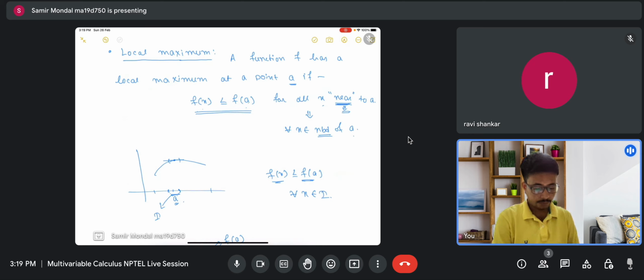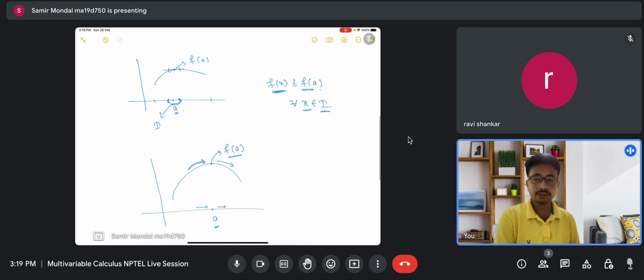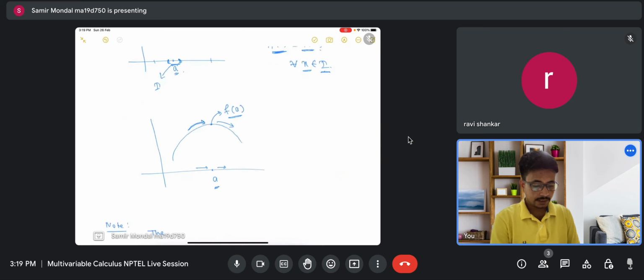From the graph you can observe this properly. This is your local maxima. For this value f of A at the point A, we can observe that f of x is less than or equal to f of A for all x belonging to I. Here I is this open interval, the neighborhood of A. So we can observe these things graphically. And another thing we can also observe, such that this is your local maxima.